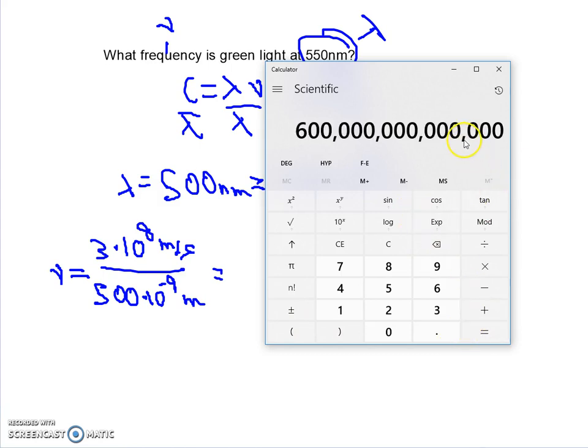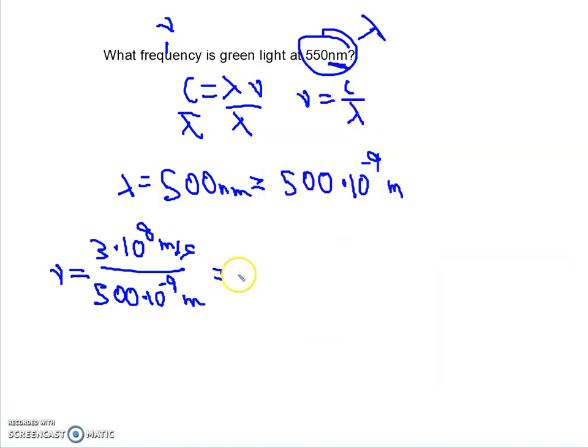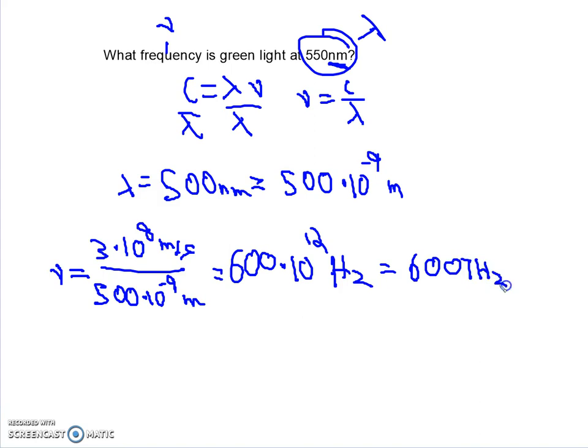Alright, so that gives me, let's see, 3, 6, 9, 12. So 600 times 10 to the 12th hertz, which is 600 terahertz. And if you do this on calculator, you might get 6 times 10 to the 14th hertz. Those are all the same thing. So all of those are correct.